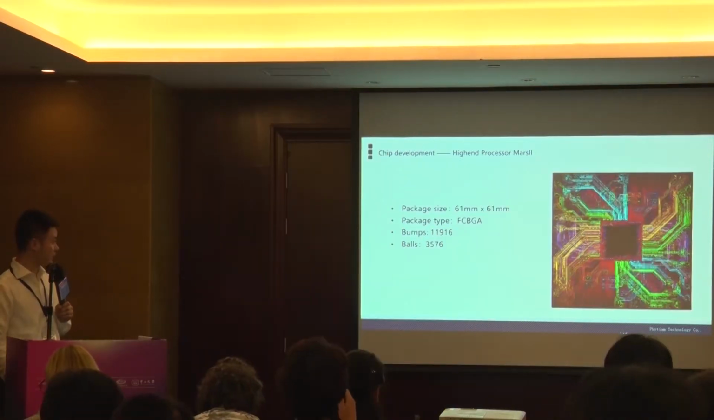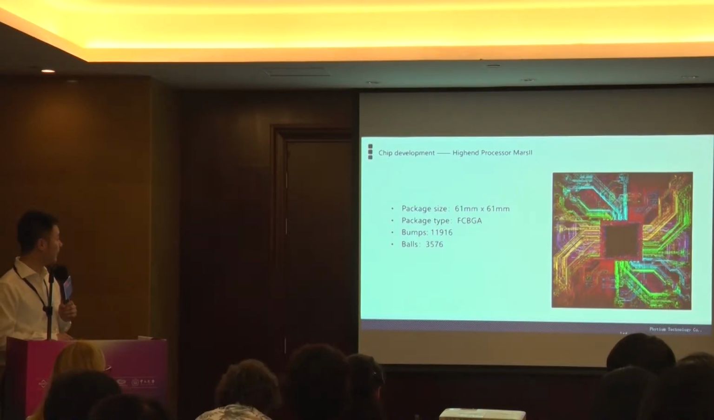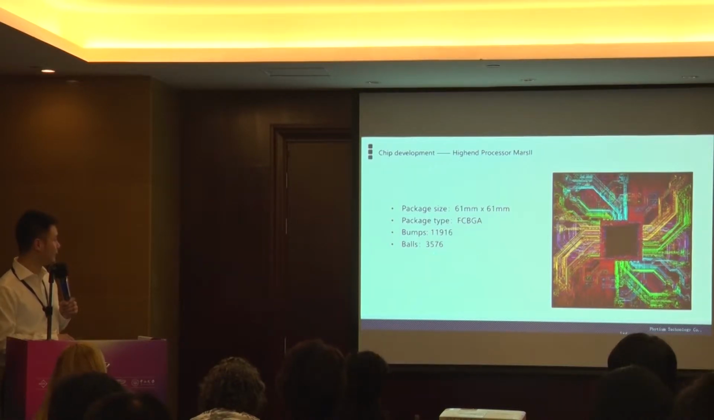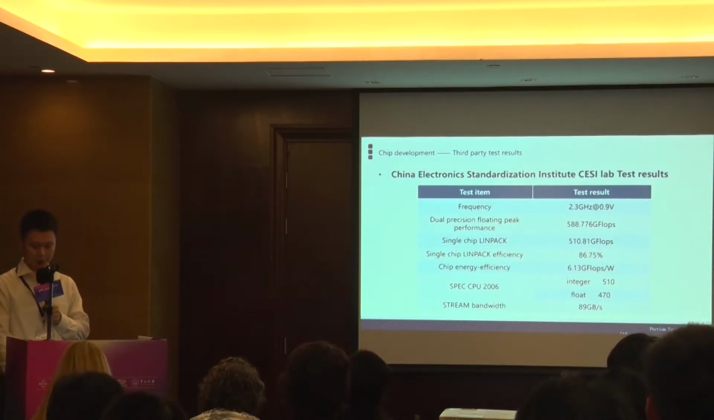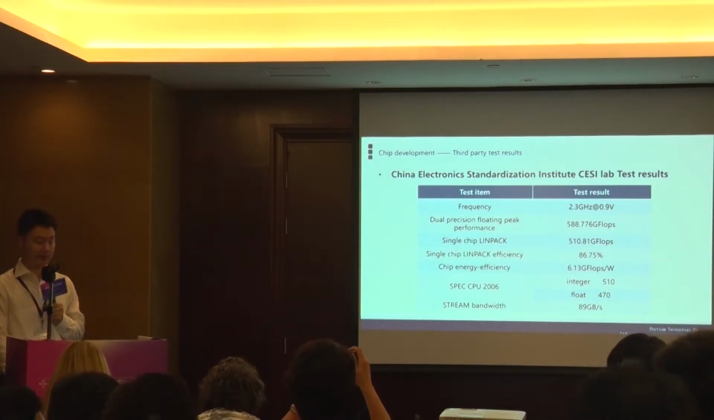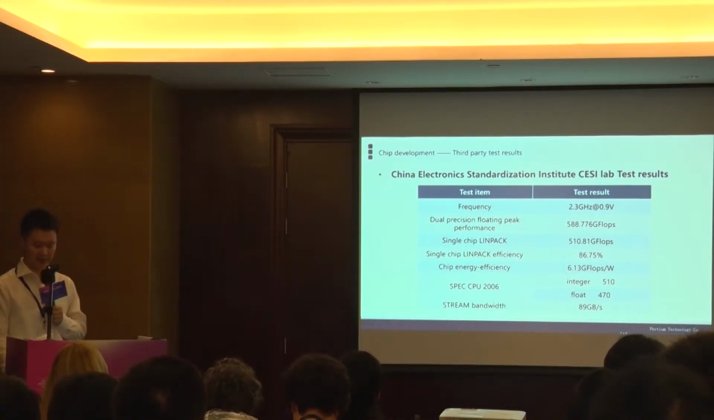And this is the package size. We can see the package size of our MAS2 is 61 millimeters. And the package type is shown here. The bump count is less than 12,000, and the ball count is 3,576. In mainland China, CESI is an independent third-party test house for ICs.